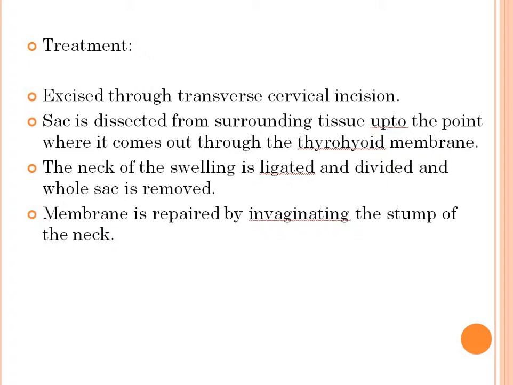Treatment: it is excised through a transverse cervical incision. The sac is dissected from the surrounding tissue up to the point where it comes out through the thyrohyoid membrane. The neck of the swelling is ligated and divided and the whole sac is removed. The membrane is repaired by invaginating the stump of the neck.